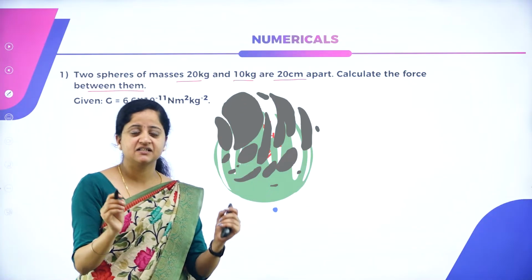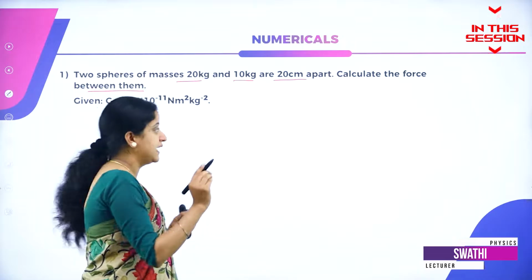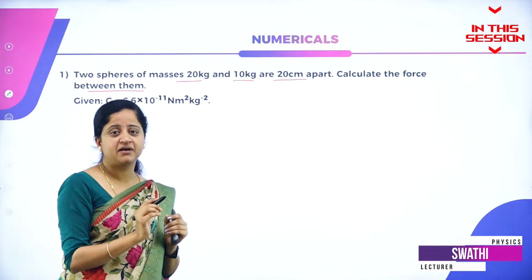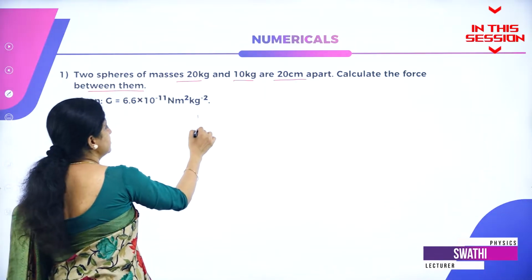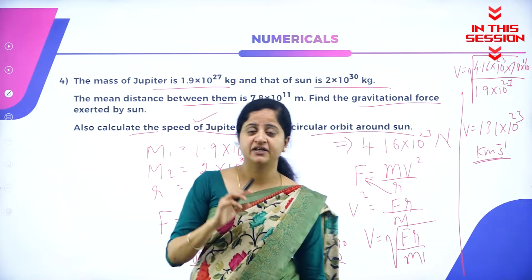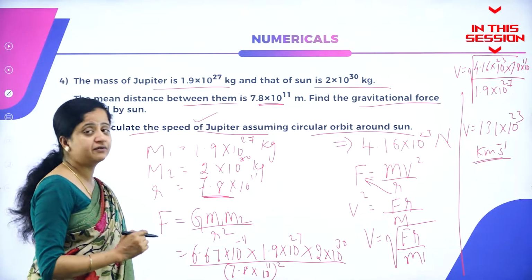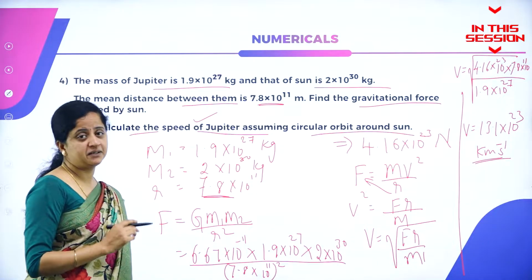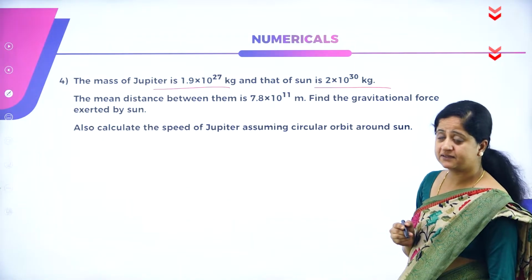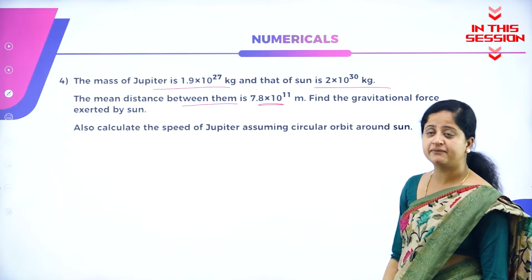Force of attraction that exists between any two masses which is separated by a distance, and the expression is given by Newton, and very famously it is called Newton's law of gravitation. The velocity of Jupiter when it is travelling around the sun in a circular orbit is 13.1 into 10 power 23 km per second. 2 into 10 power 30 kg. The mean distance between them is 7.8 into 10 power 11 meter.